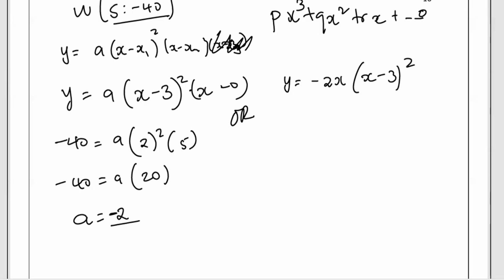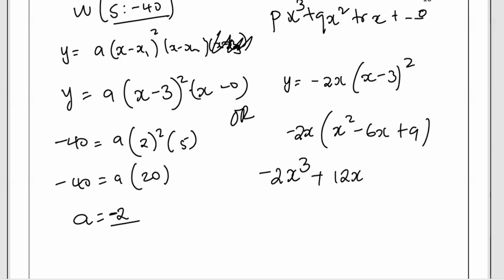Technically, okay. So if that is true, then we're going to have negative 2x into x squared minus 6x plus 9. Open it up: negative 2x cubed plus 12x squared minus 18x. So P is negative 2, Q is 12, R is negative 18. Okay, so that is how I would have obtained that.